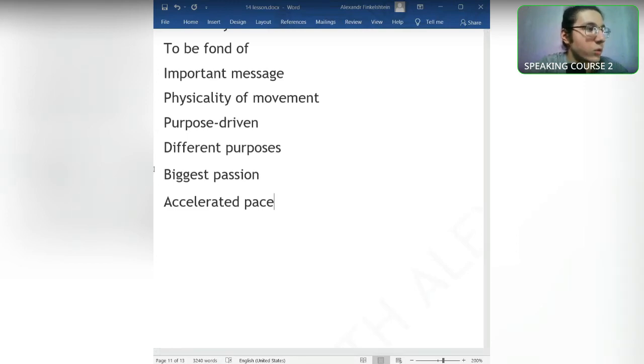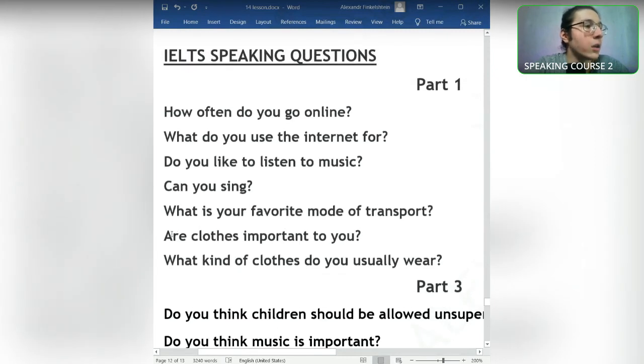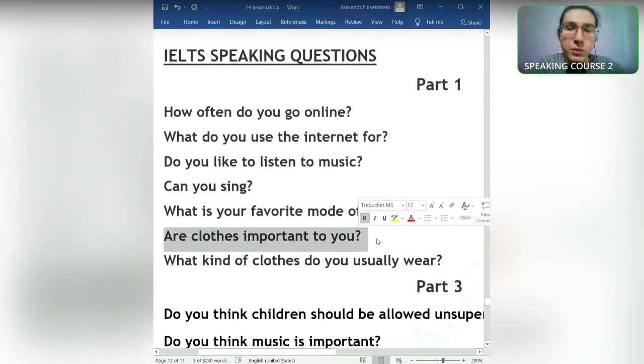All right, let's move on to the next question. The next question is going to be, are clothes important to you? So, next person, please get ready.